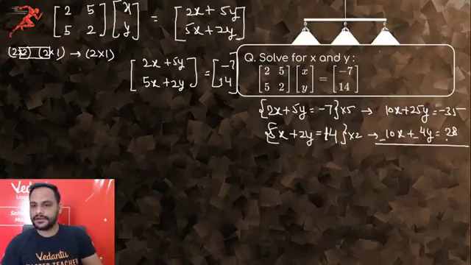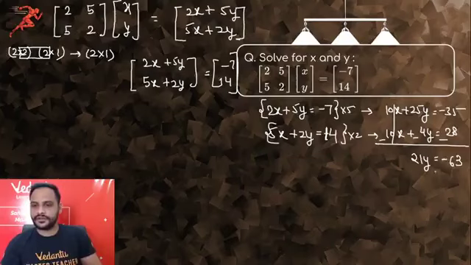Subtract. The 10x terms got cancelled. 25 minus 4, you will get 21y, and minus 35 minus 28, that is minus 63. So y is equal to minus 63 by 21, which is y is equal to minus 3.